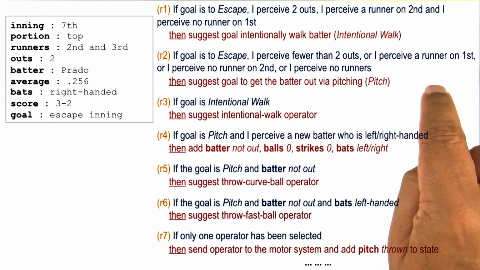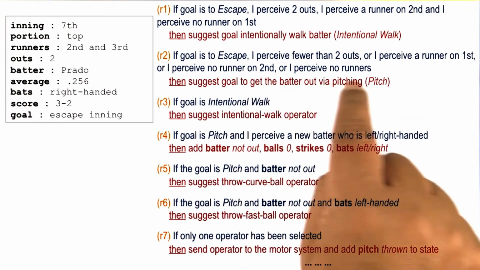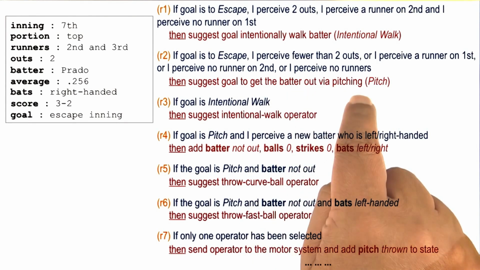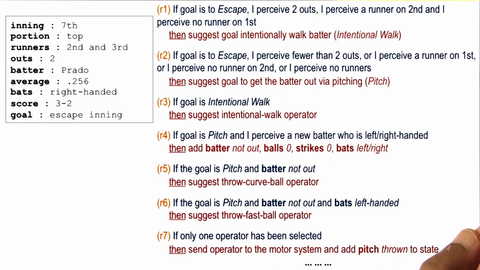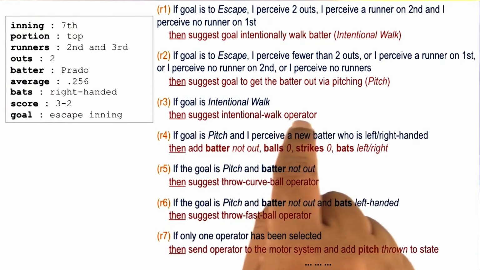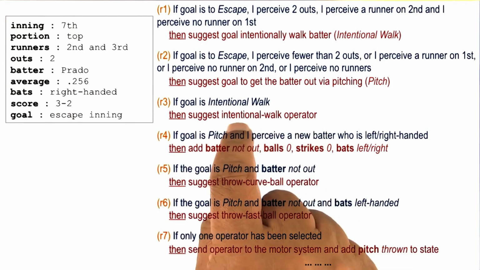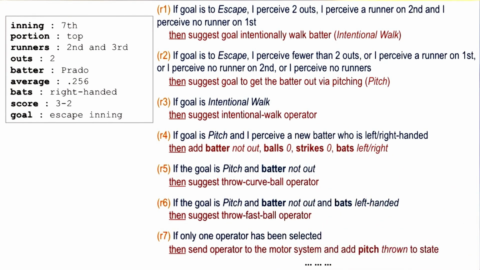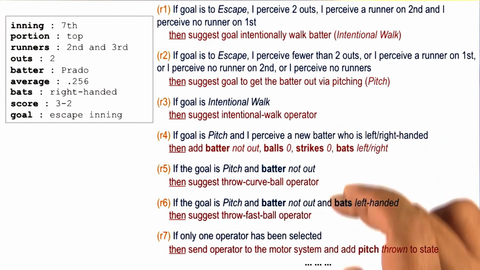Here is another rule. The second rule says if the goal is to escape, and I perceive 2 outs, and I perceive a runner on the first base, or I perceive no runner on the second, or I perceive no runners, then suggest the goal to get the batter out via pitching. Now, what might happen if I pick the goal of intentionally walking the batter? If the goal is to intentionally walk the batter, then suggest intentional walk operator. Now, this intentional walk operator corresponds to some action available in the world. And similarly, the other rules.